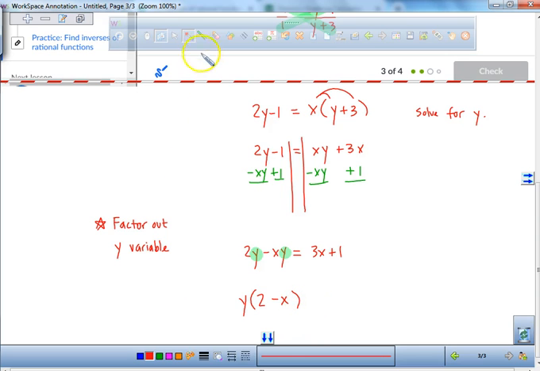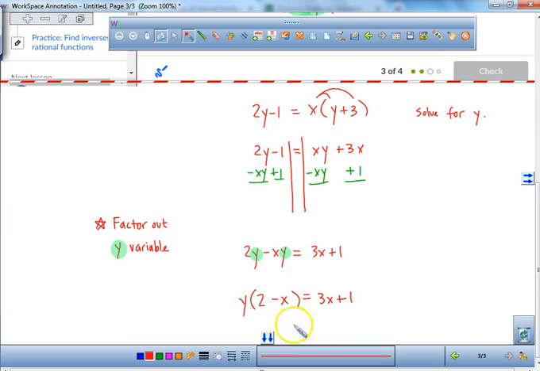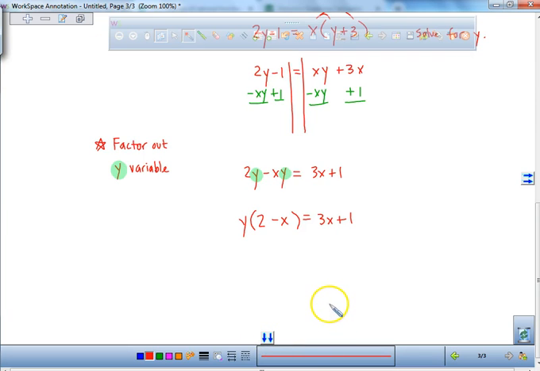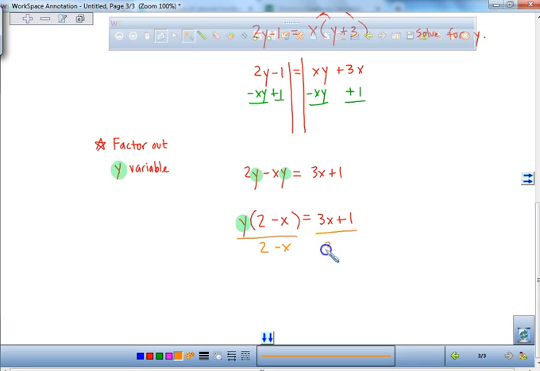So what did I just do? I factored out the variable of y, and that's equal to 3x plus 1. Well, once I factored it out, now look, before, I had a y here and I had a y here. Now, I just have a y right there, which allows me to do the last step, which is really, really easy. I can just divide everything by 2 minus x on both sides. These cancel out, and I'm left with y equals 3x plus 1 over 2 minus x.